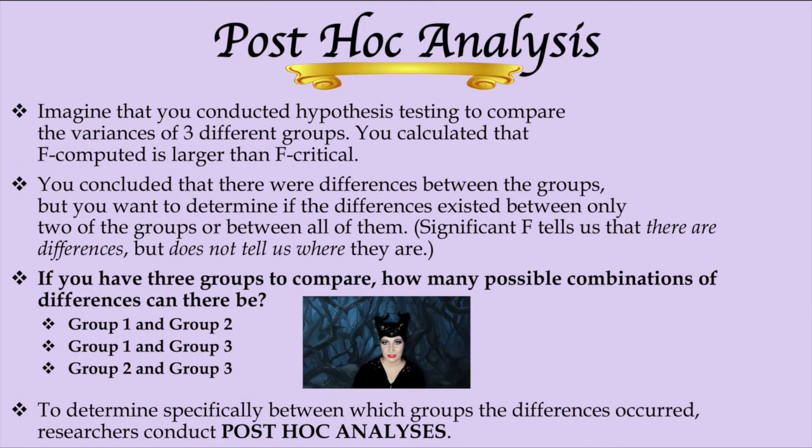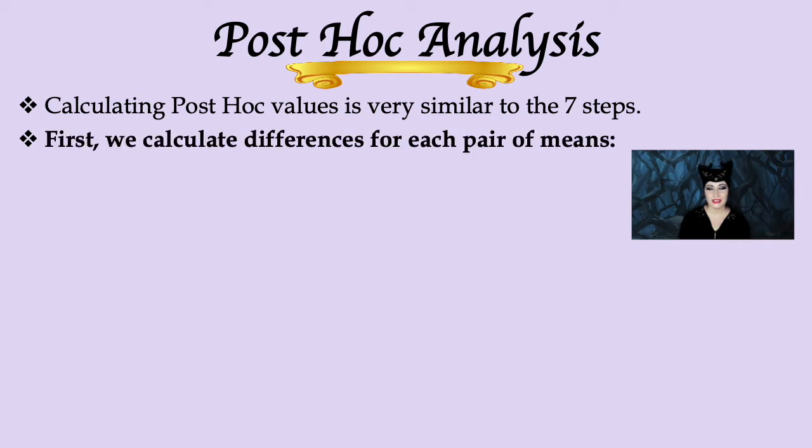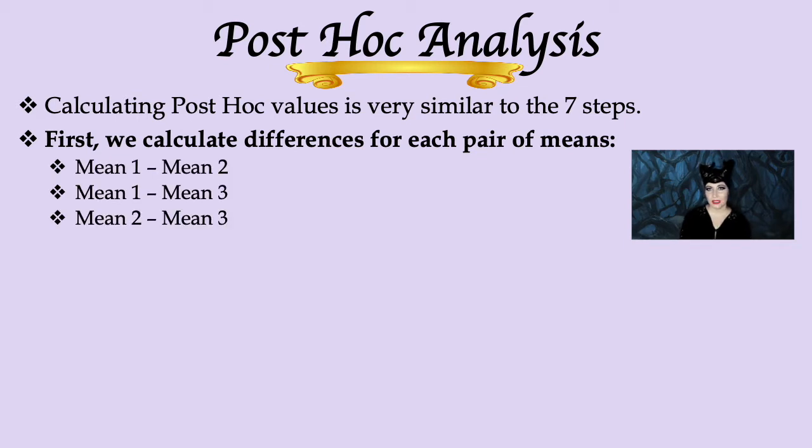Well, we can have a difference between group 1 and group 2, group 1 and group 3, and also group 2 and group 3. So there are 3 possible places that those differences can exist. To determine specifically in which groups the differences occurred, the researchers need to conduct a post hoc analysis. Calculating the post hoc analysis is very similar to the 7 steps. The first thing we would need to do is calculate the differences for each pair of means. When we say difference, we mean subtraction. Mean 1 minus mean 2, mean 1 minus mean 3, and mean 2 minus mean 3. These represent all the possible combinations of differences that could exist in our particular research question.